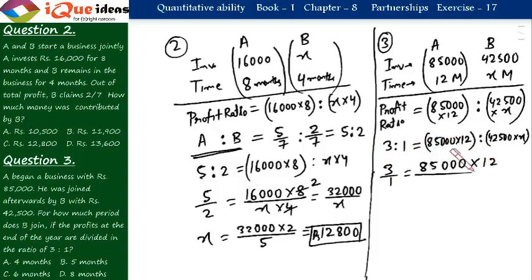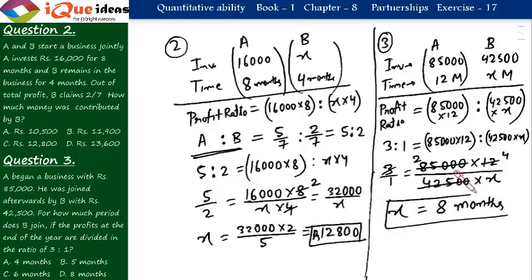42,500 into X. As you can see, 42,500 cancels 85,000 two times. 3 cancels 12 4 times. So X comes to the other side and we get X equal to 2 into 4, that is 8, and X was in months, so it is 8 months. Alright. So the duration for which B joined was 8 months. Now the question is, for how much period does B join? Answer would be 8 months. Right? Just be careful while reading the question.